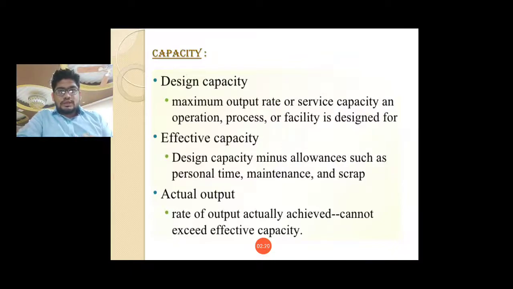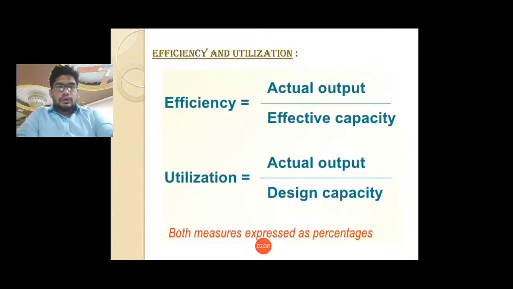We will generally see that the actual output is always less than effective capacity. Fine, and effective capacity is generally less than design capacity. Design capacity is generally larger, then comes the effective capacity, and then comes the actual output. Now, by using a formula we can see the efficiency.